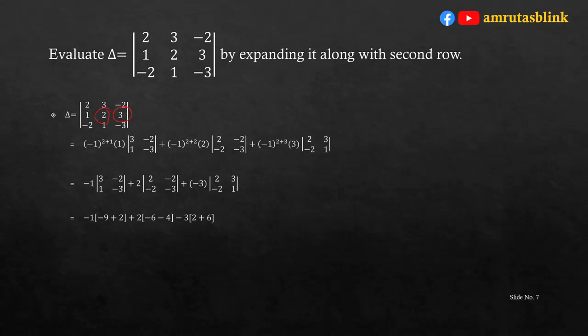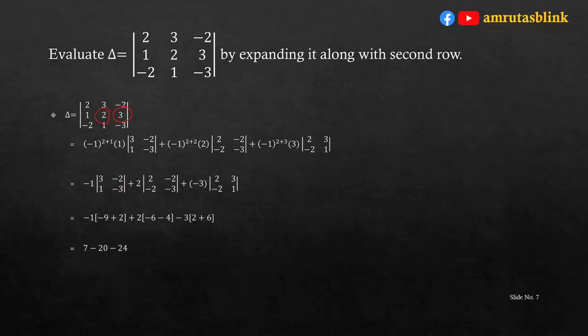So minus 1 into bracket minus 9 plus 2, plus 2 into bracket 2 into minus 3 is minus 6 minus 2 into minus 2 is equal to minus 4, plus minus 3 into bracket 2 into 1 is plus 2, minus 3 into minus 2 is plus 6. Hence it is minus 2 plus 2 minus 9 plus 2 is equal to minus 7, but minus 7 into minus 1 is equal to plus 7, plus 2 into bracket minus 10, that is minus 20, minus 3 into bracket 8 is equal to minus 24.